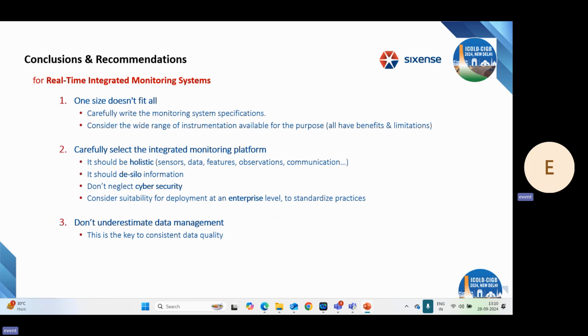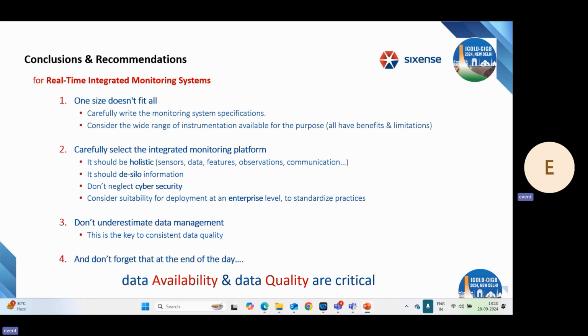We've got to watch the data. We've got to ensure it's quality controlled. And don't forget, at the end of the day, data availability and data quality are really critical. So what that means is when I want the data, it's there. And when I look at that data, I know it's been quality controlled and it's actionable. I can make decisions on that data.